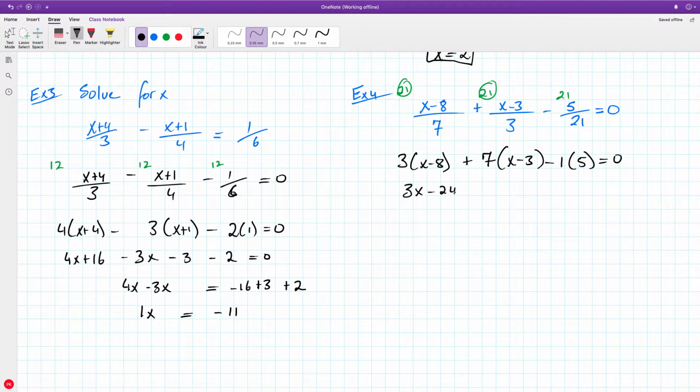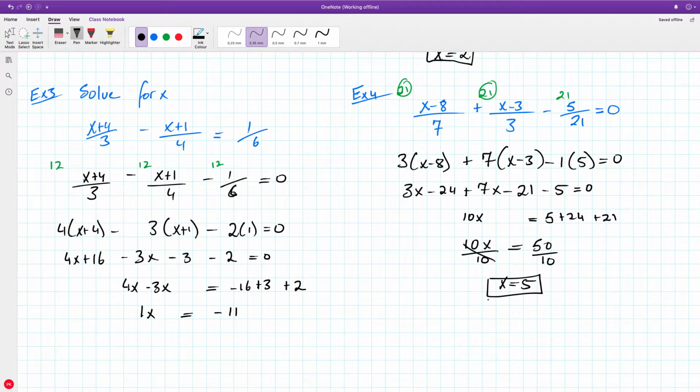3x minus 24 plus 7x minus 21 minus 5 is equal to 0. On your left then you have 3x and 7x, which is 10x, is equal to, on your right, bring over the minus 5 becomes plus 5, bring over the minus 24 becomes plus 24, bring over the minus 21 becomes plus 21. 10x is equal to 50. 24 and 21 plus 5 is 50, exactly. Divide across by 10. And x is equal to?